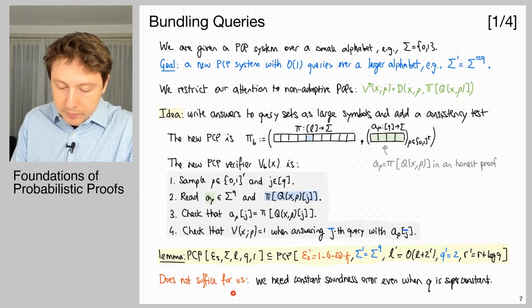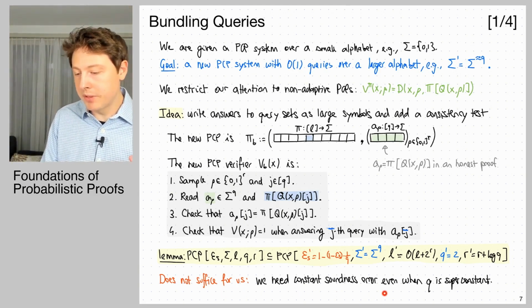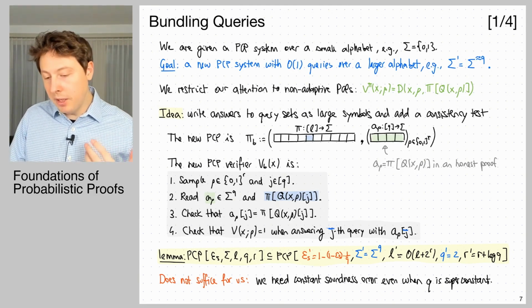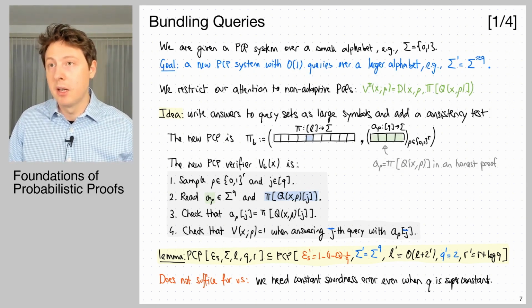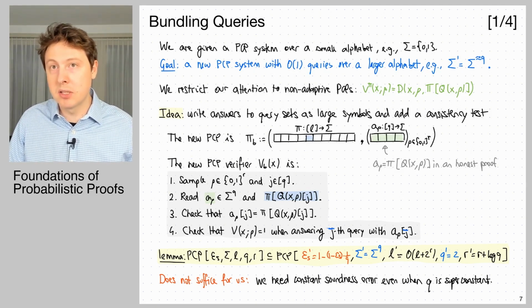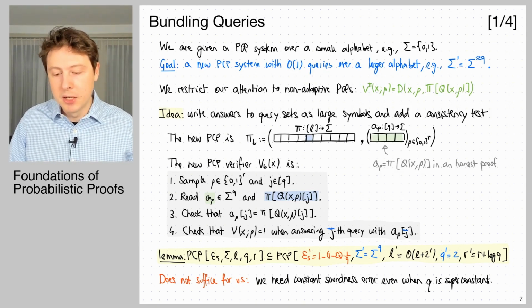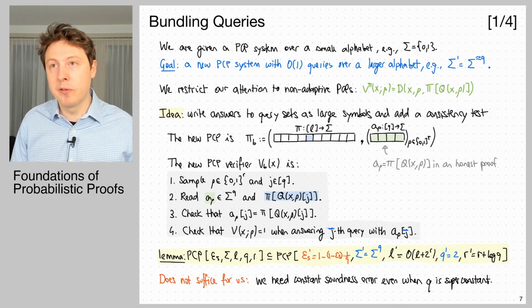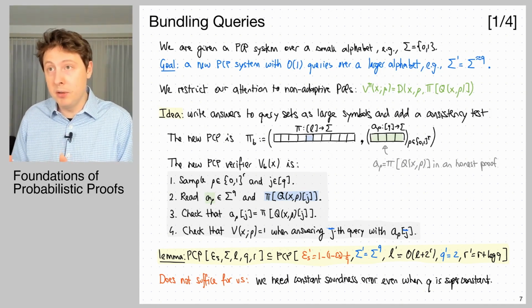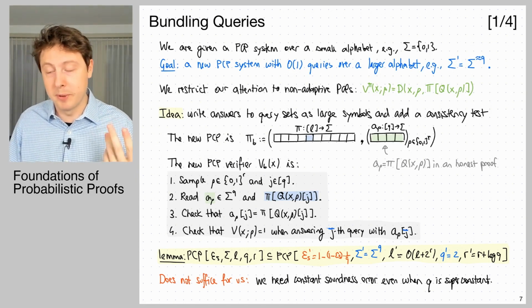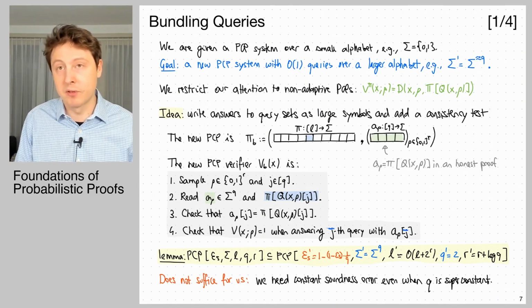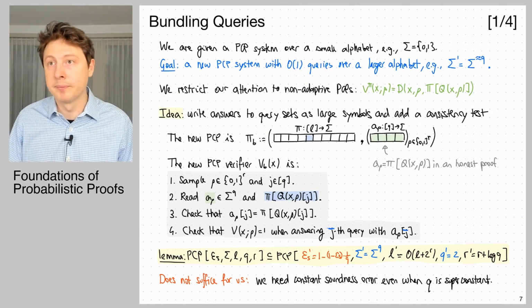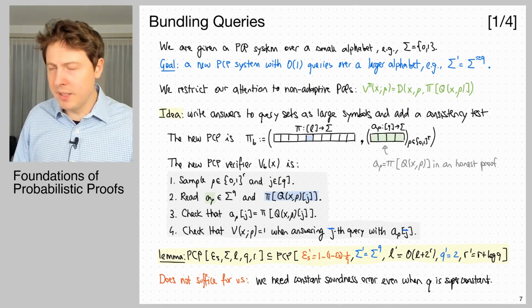In particular, this doesn't suffice for us because we need constant soundness error even when q is super constant, okay? So if, for example, q is log n, then we're going to get something like 1 minus 1 over log n, which is not bounded away from 1, okay? So this is not a constant soundness error, all right? So this transformation is helpful to go from some constant number of queries specifically to 2, and it is used for constructing 2-query PCPs. But it won't help you to go from a super constant number of queries to a constant number of queries, okay? It's just not the regime where you want to apply this transformation. Is it clear?